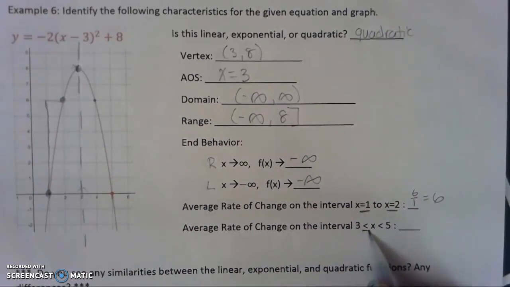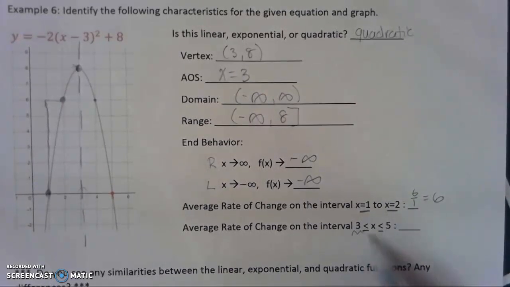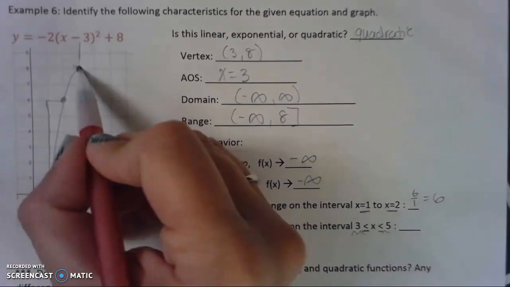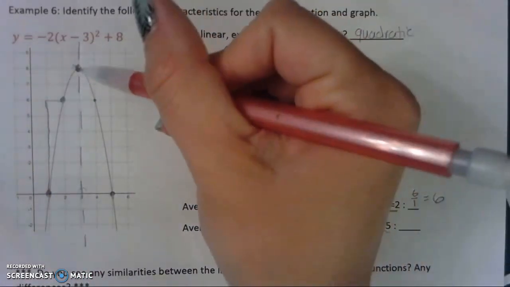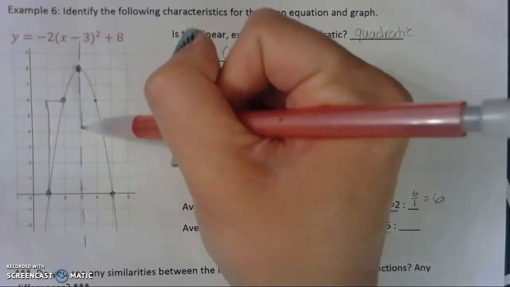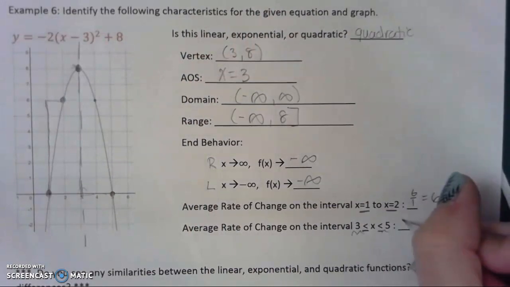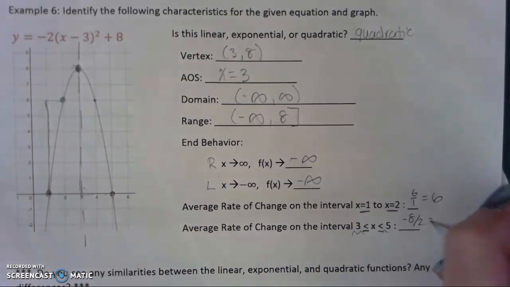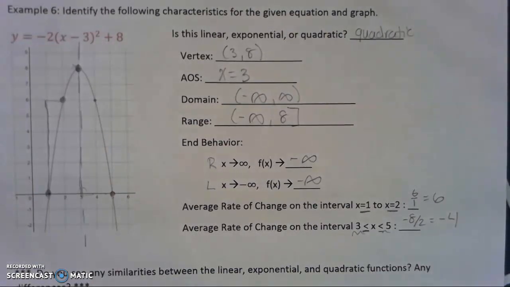This one, again, these should have or equal to symbols on them. Sorry about that. So we're going to go from 3 to 5. So here is 3. Here is 5. This time we have to go left to right, so we've got to go down. 1, 2, 3, 4, 5, 6, 7, 8. And over 2. So down 8 over 2, which gives us a negative 4. Again, those are not the same.